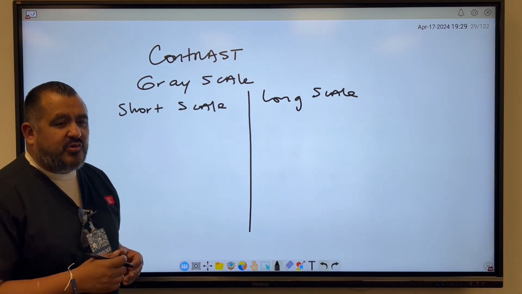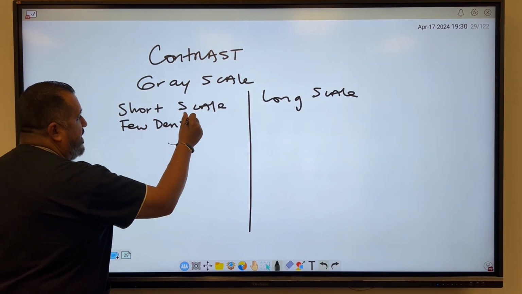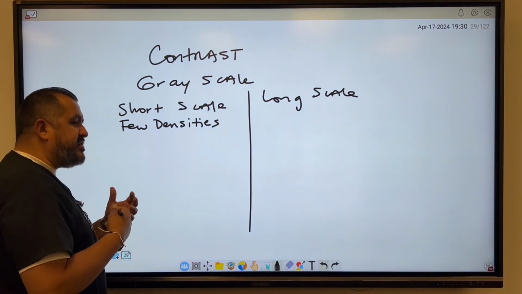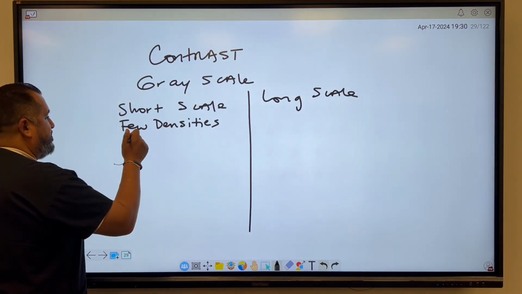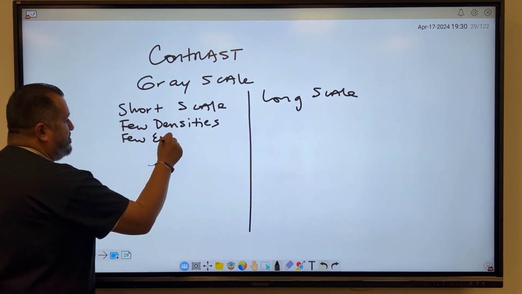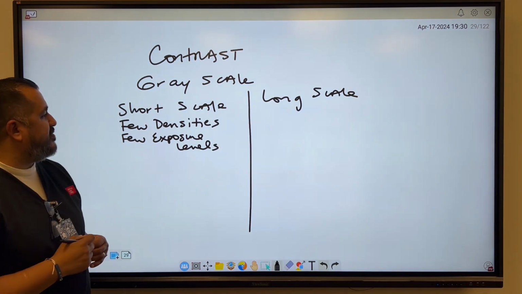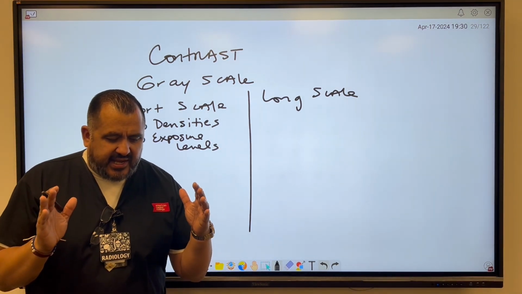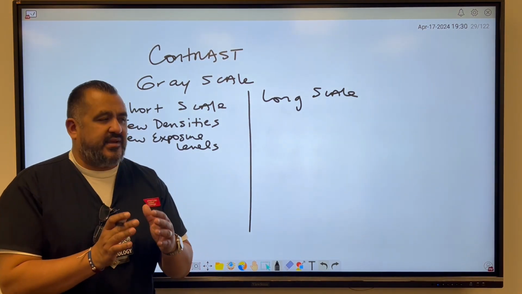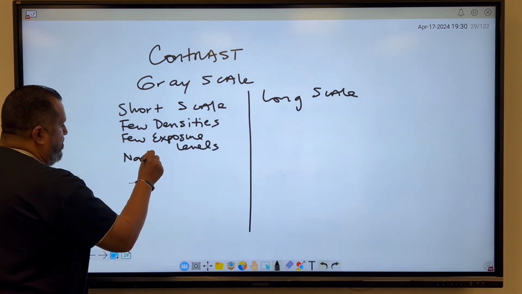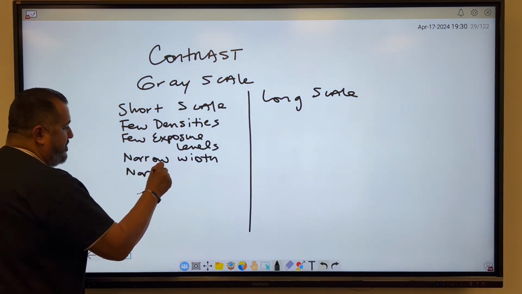So we'll write that on the board just a little bit here, but let's go back to the grayscale for a second. So short scale is going to be very few densities. So very few densities, and in digital terms, we're saying few exposure levels. All right, so very few exposure levels. So we'll put few exposure levels. All right. So few densities, few exposure levels. That's going to be a narrow dynamic range, or a narrow window width. Okay, so I'm going to put that on the board here. A narrow width of the scale. Okay, or a narrow dynamic range.